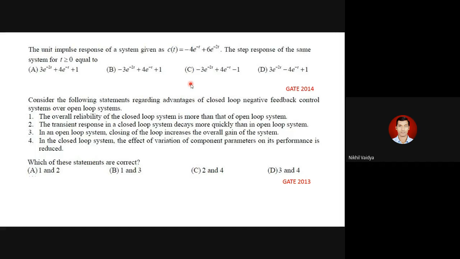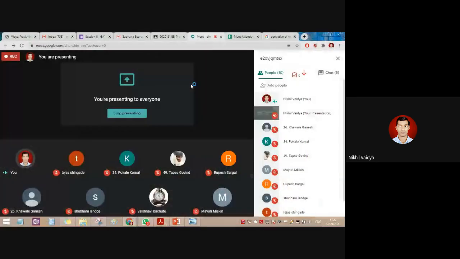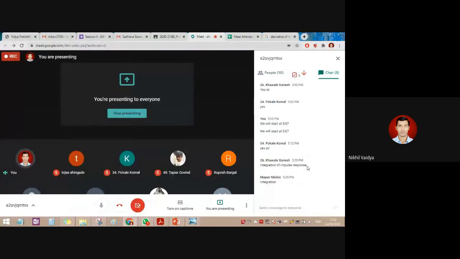You can type your answer, that is option A, B, C, D, in the chat box also, so that I can understand. Are you getting? Yes, Mayuri had answered very correctly. Ganesh has also answered the previous question correctly. Integration of impulse response. Integration, yeah, very correct.